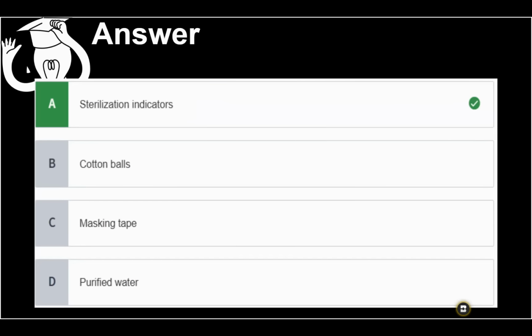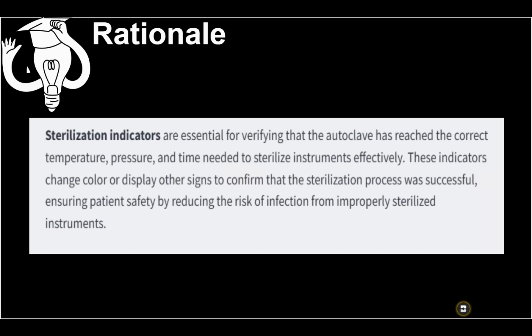Now, I do want you guys to remember, we do use water for the autoclave, but it is not purified water. We put distilled water inside of the autoclave machine. Now, the sterilization indicators are essential for verifying that the autoclave has reached the correct temperature, pressure, and time needed to sterilize instruments effectively. These indicators do change color or display other signs to confirm that the sterilization process was successful. This ensures patient safety by reducing the risk of infection from improperly sterilized instruments.